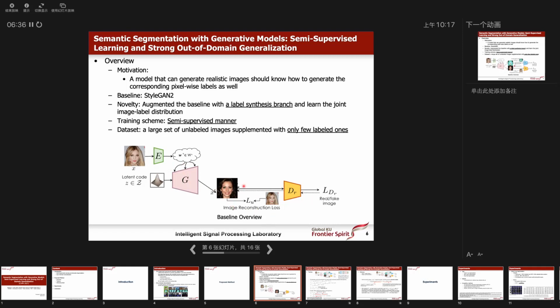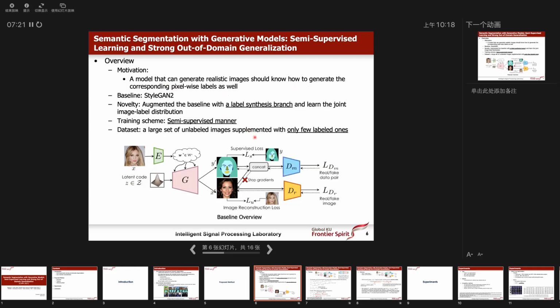input. And here, the author posed a question: if a model can generate realistic images, this model should also know how to generate the corresponding pixel-wise labels as well, because we already know that reconstructing the image from the input is a very tough task. However, the pixel-wise labels for the reconstruction just need the high-level semantic information. So the motivation comes from this idea.